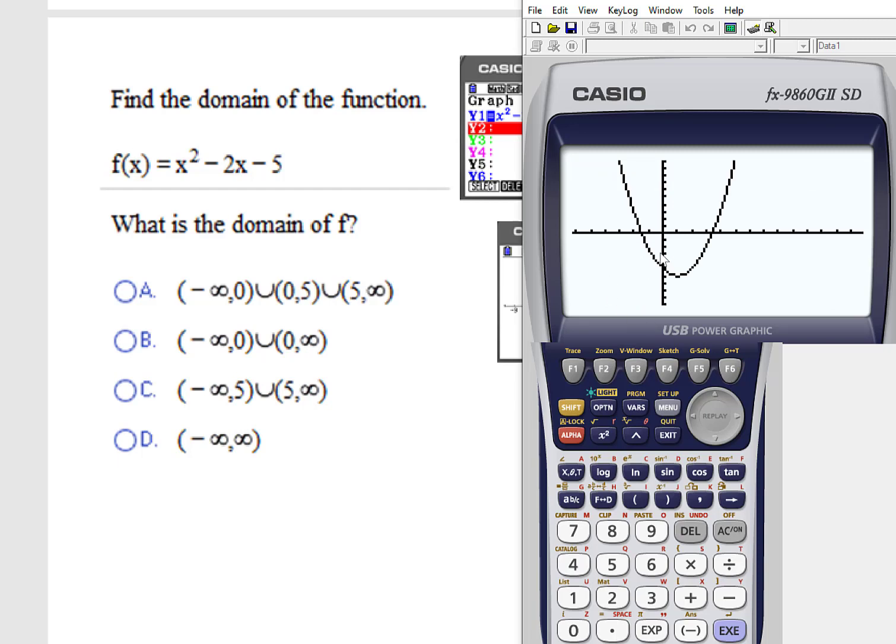Remember, in regards to my domain, I'm just essentially asking how far left and how far right will my graph go. Well, you see that this is coming out from the left, so there's no end to how far left this will go, so it'll be coming from negative infinity. And then as this travels upward on the right side of the graph, it goes out further and further to the right. So D would be my answer.